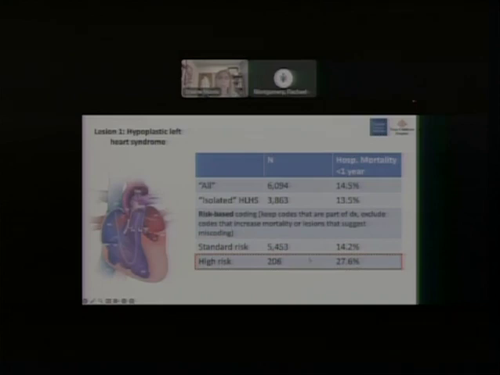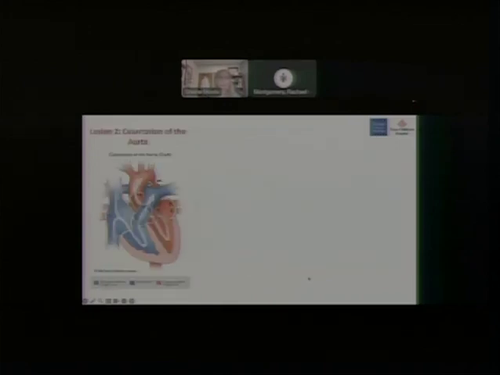So we've lost very few, and we've more appropriately coded them for outcomes rather than using this all coding that's kind of messy, or the isolated, which is over restricted. This is another example. We're going to look at coarctation of the aorta. This is a much more benign lesion that is just a narrowing of the distal aorta here, but is in the same family of HLHS.